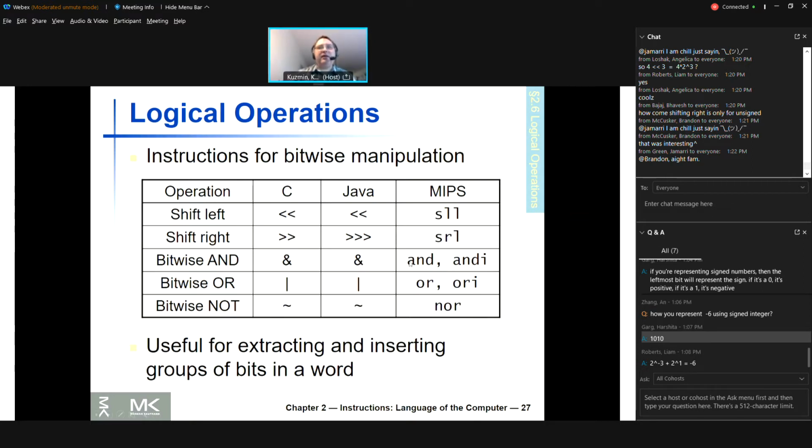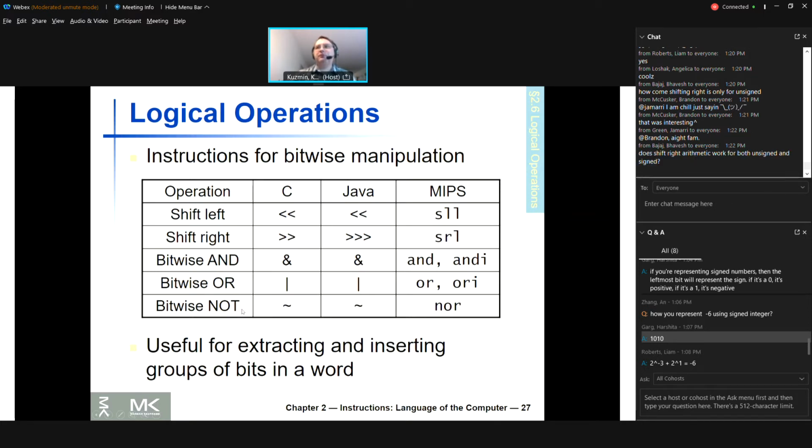And then there are bitwise operations: and, or, not, and XOR. Does shift right arithmetic work for both unsigned and signed? Yes, it does. Except you don't want to use it with values that are not numbers, right? If it's not a number, you probably want a logical shift. If it's a number, whether signed or unsigned, you can totally do arithmetic shift on that.